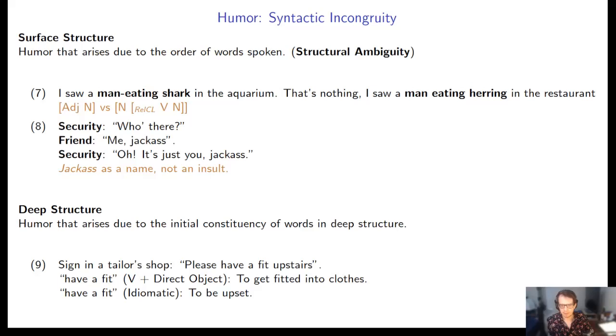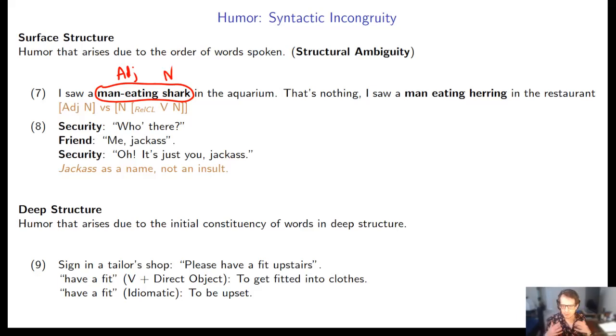So surface structure jokes occur because of how the sentence comes out. So just what is being spoken, due to word order or due to how the parsing is interpreted. For example, here's a really nice example for interpretation in terms of word categories. "I saw a man eating shark in the aquarium." "Oh, that's nothing. I saw a man eating herring in the restaurant." Okay, so we hear "man eating shark in the aquarium." So man eating is like an adjective here that's describing the shark.